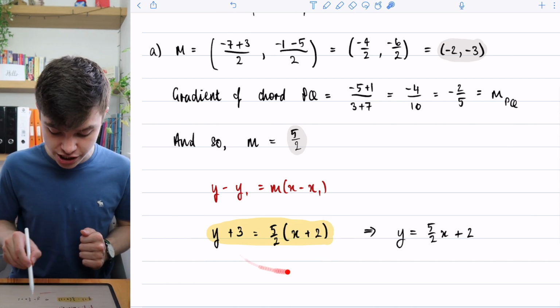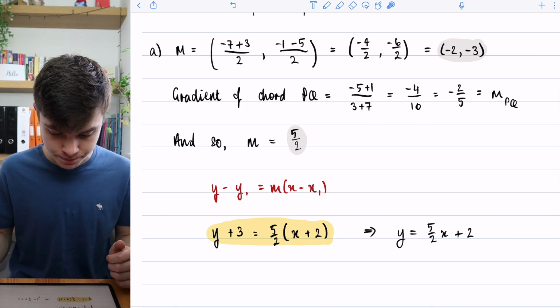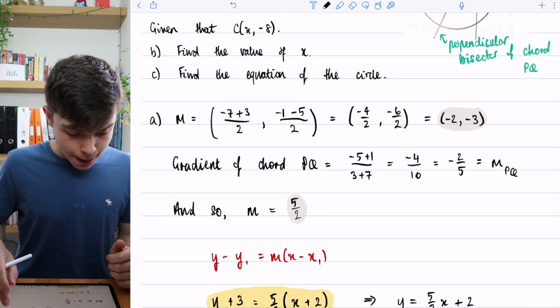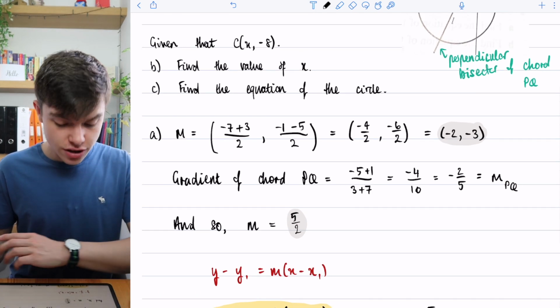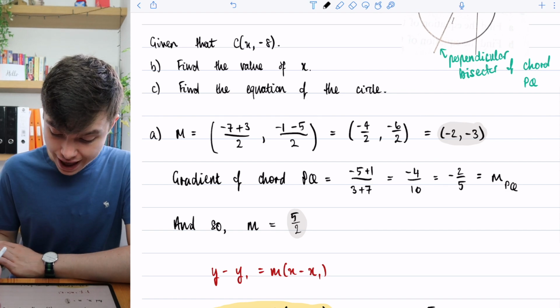It's just that you don't need to do this manipulation because you're not asked to do it. Don't waste time in the exam. Okay, let's have a look at part B. Part B says, given that c is x minus 8, find the value of x.